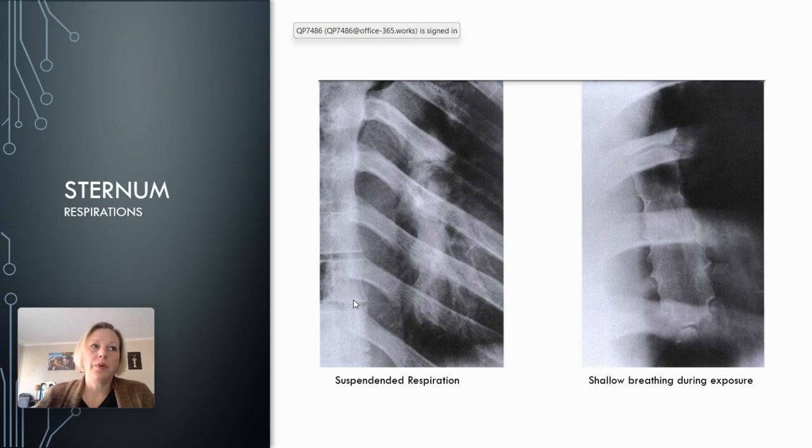All right, here we have, on the left, a patient with suspended respiration, or they're holding their breath. And on the right image, this is shallow breathing during an extended exposure. So you can see that using the shallow breathing technique and a longer mAs, we can obtain a better image, a clearer, more defined image versus a patient holding their breath.